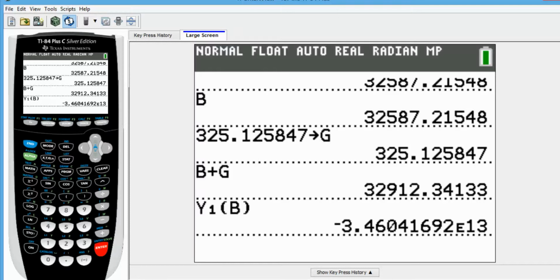Because when should you round in math class? At the end. Round.